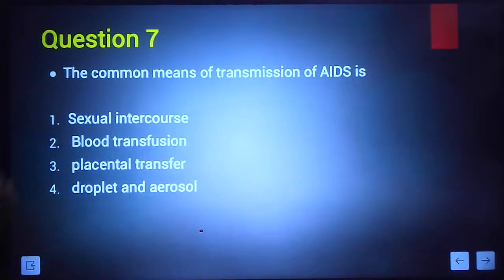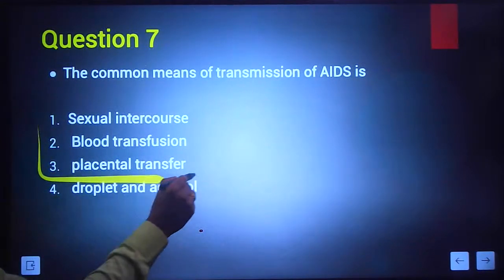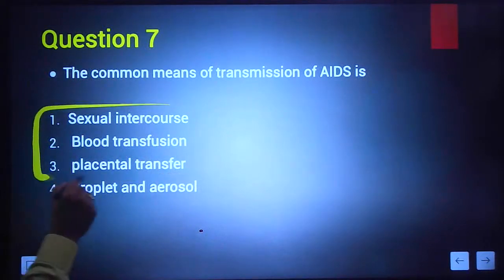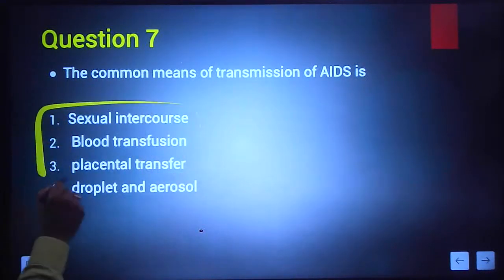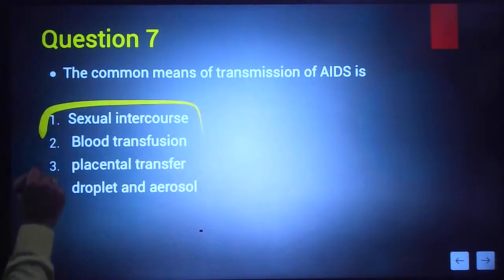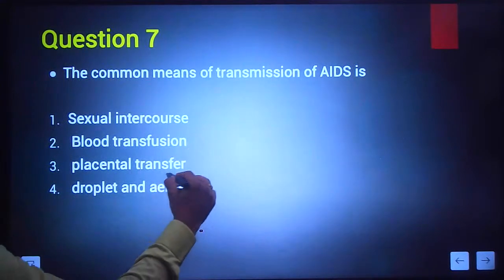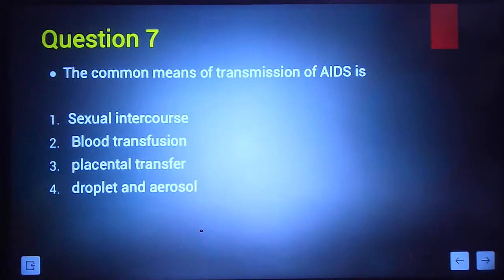So here the first 3 options are correct. HIV/AIDS won't be transferred by means of droplets and aerosol. But it spreads through sexual intercourse, blood transfusion, and placental transfer, from mother to child. So don't have the misconception that it spreads through droplets and aerosol; it will not spread that way.